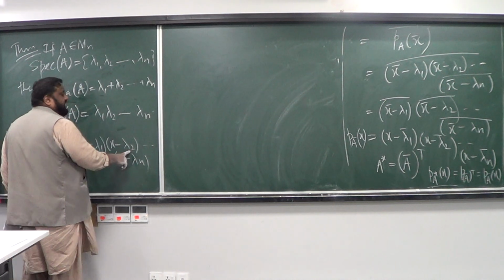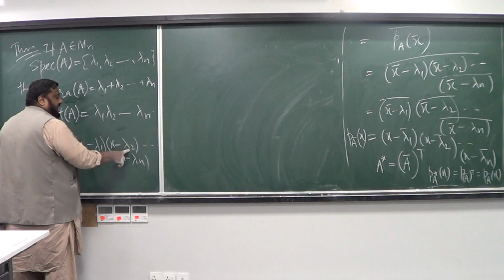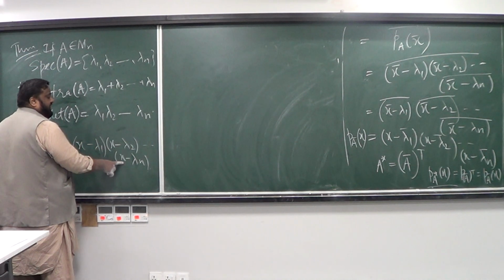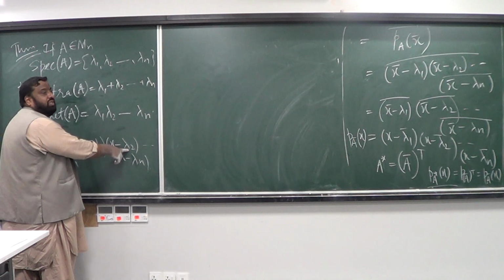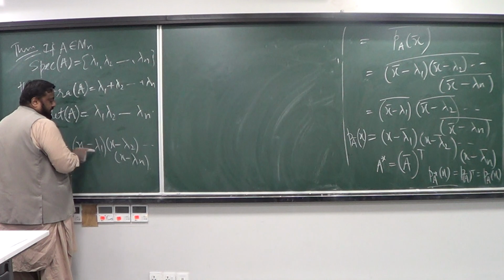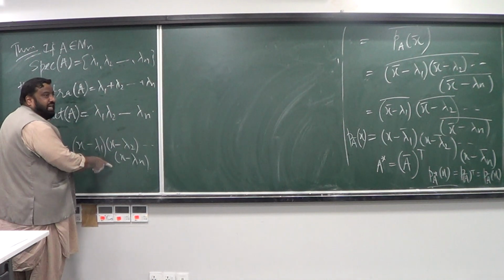Now do the same with the second. From the second bracket take lambda 2, and from all of the rest of the brackets take x. So you're going to get x power, because there are n minus 1 brackets remaining.